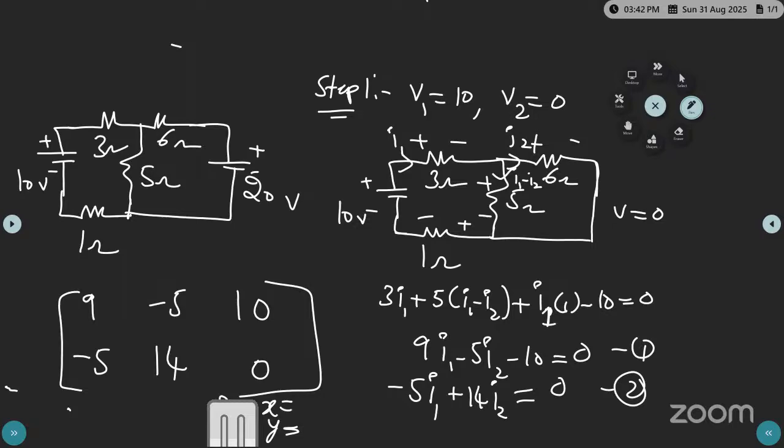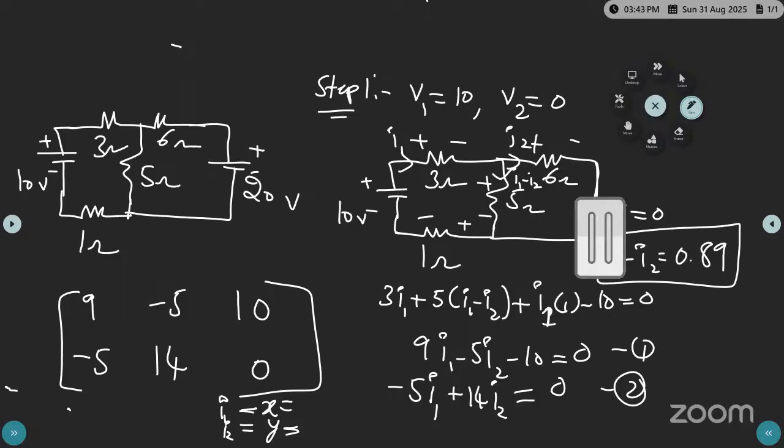Now the second step is, what is the value of I1 minus I2? I1 minus I2 is equal to how much? 0.89. 0.891 is the first step.